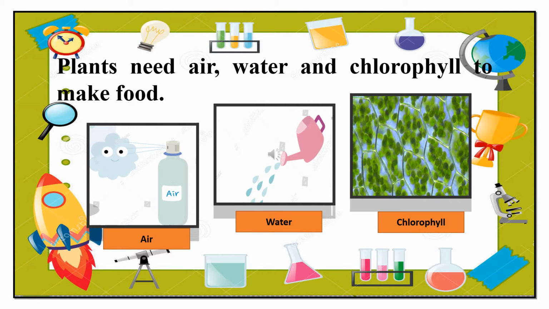Dear students, in the previous lesson we learned what photosynthesis is, that photosynthesis is a process in which green leaves make food for the plant in the presence of sunlight, and for making food they need air, water and chlorophyll. And chlorophyll is a green substance that is very important to make food.